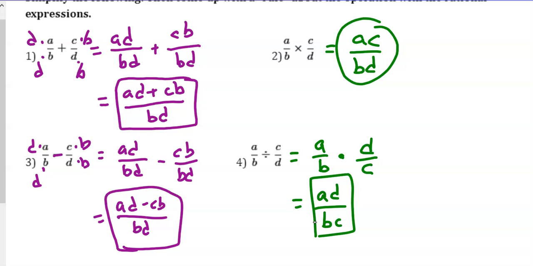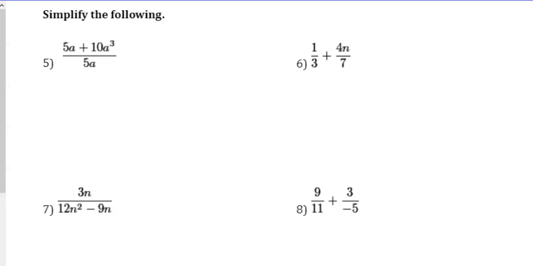Okay. All right, so let's take a look at our next page here, simplifying still. Now we have a few different things here. So we're actually going to jump ahead a little bit, and we're going to have some factoring going on here. That's going to come into play in 5 and 7. So I'm going to do 5 and 7 first, and then I'll do 6 and 8 after that.